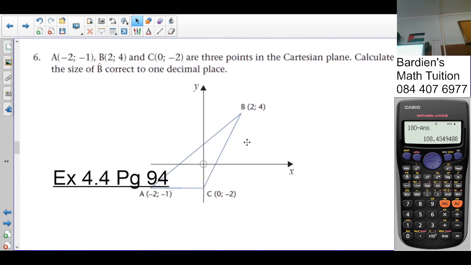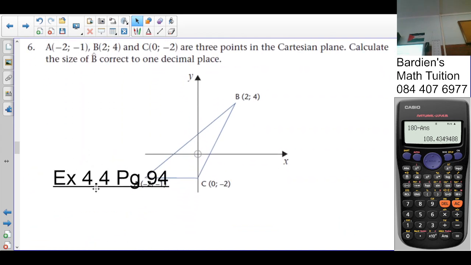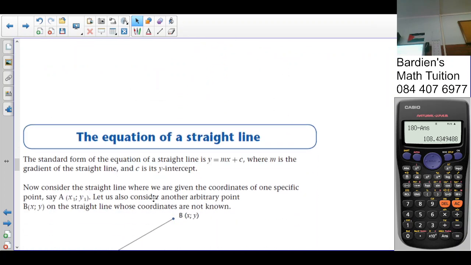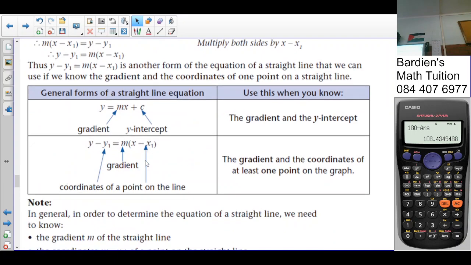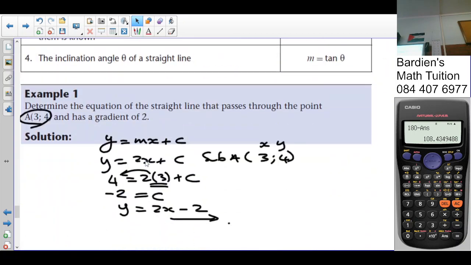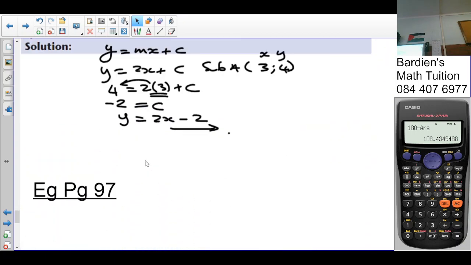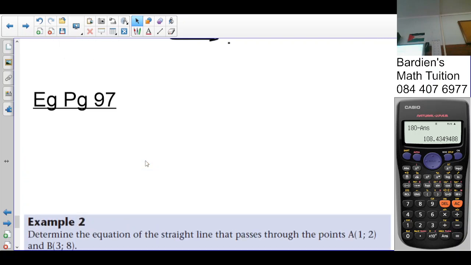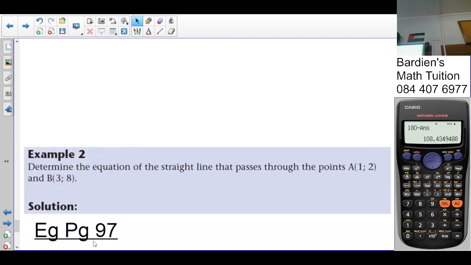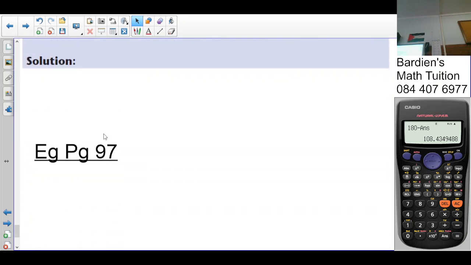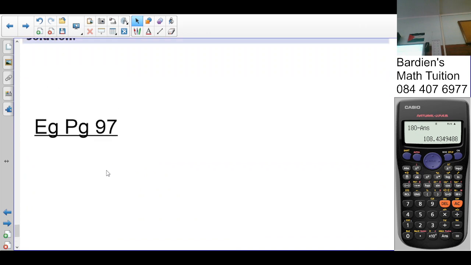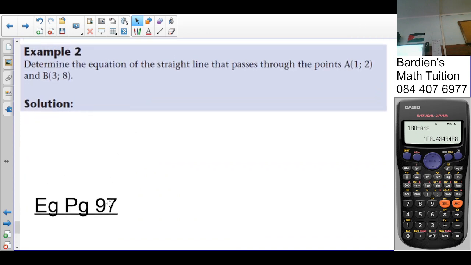Number 6. Any issues here? Any problems here? No? Equations of straight lines, we started the section as well. We did example 1. Then we were at example 2. No? So I had to leave. Is that correct? Alright, so let's look at example 2 quickly.